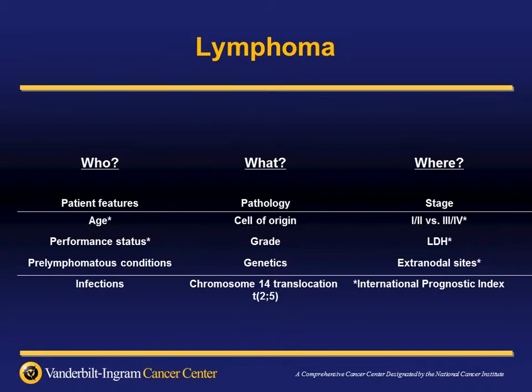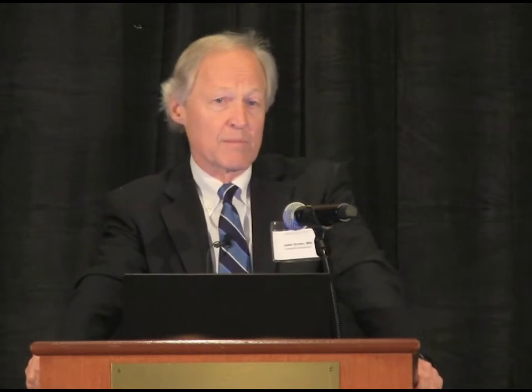The median age for non-Hodgkin lymphoma is in the 60s, so these patients tend to be old. We look at their performance status, whether or not they have B symptoms. And we look to see if they have any pre-lymphomatous conditions. So in pediatrics, they have a whole host of congenital disorders. And in adults, we're all familiar with the acquired conditions, including HIV, organ transplants, autoimmune diseases, inflammatory bowel disease.